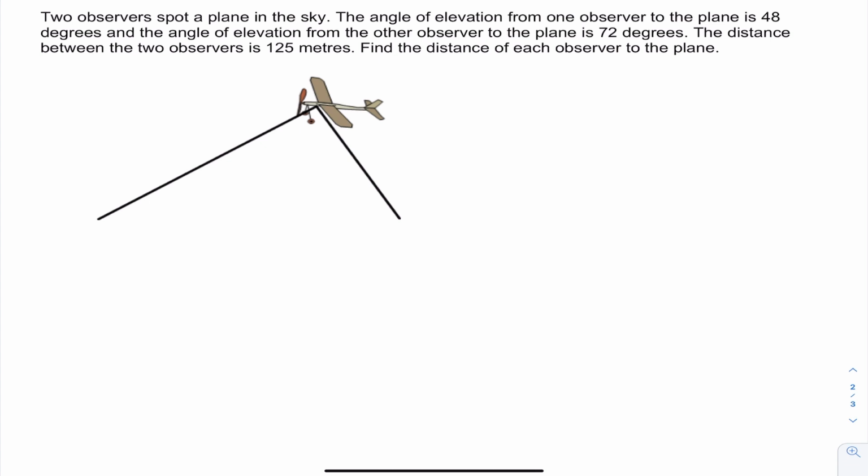Okay, let's try the next problem here. In this question, we have two observers who spot a plane in the sky. Okay, they've drawn it for us. The angle of elevation from one observer to the plane is 48 degrees, and the angle of elevation from the other observer to the plane is 72.